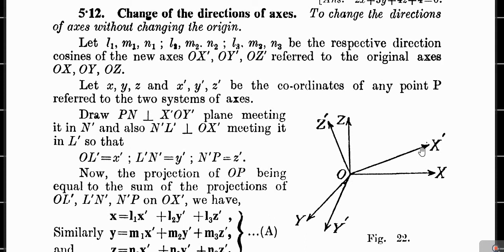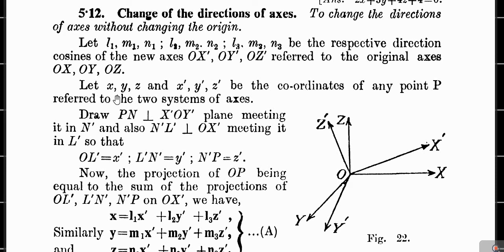Obviously these new axes are also mutually perpendicular to one another, means OX dash is perpendicular to OY dash as well as OZ dash and so on. Okay, and we are supposing that the direction cosines of OX dash are L1 M1 N1, direction cosines of OY dash are L2 M2 N2 and direction cosines of OZ dash are L3 M3 N3.